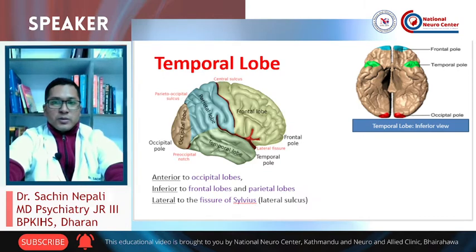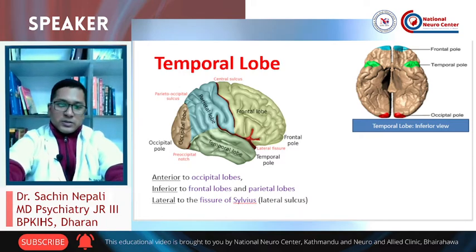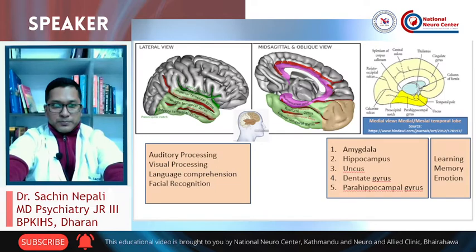This is the anatomical picture of the temporal lobe. This first one is the figure showing the lateral side of the temporal lobe, and the second one is showing the temporal lobe from the inferior side. The temporal lobe is anterior to the occipital lobe, inferior to the frontal and parietal lobe and lateral to the sylvian fissure, also known as the lateral sulcus. These are the pictures showing the temporal lobe from the lateral view, mid-sagittal, and from the medial portion.